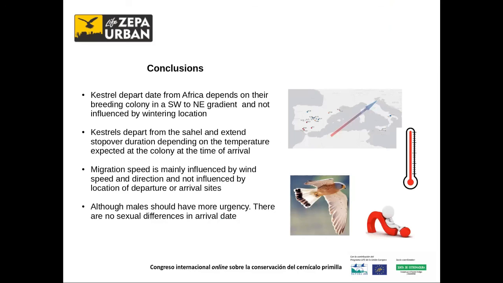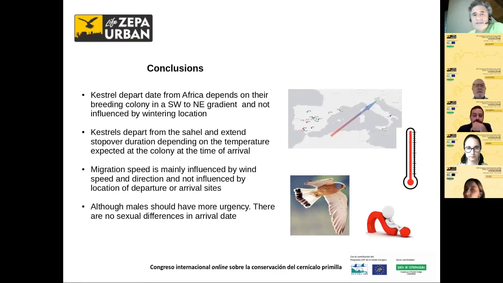Departure date from Africa will depend on the breeding colony to which the kestrels want to arrive, following a southwest to northeast gradient, and not really influenced by their wintering locations. The kestrels will depart from the Sahel and extend stopover duration depending on the temperature they are expecting at the colony at the time of arrival.